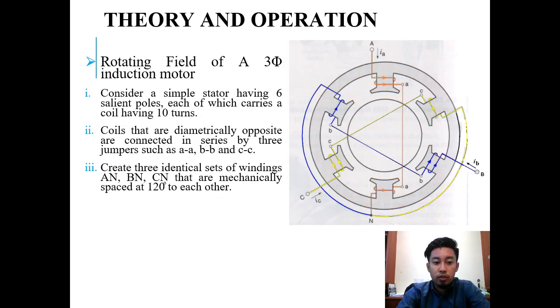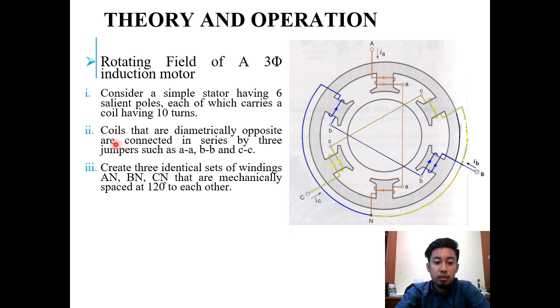For example, for this image here, they have 6 poles. Some motors have pairs of poles such as 2, 4, 6. So this is the pairing of poles: 1, 2, 3, 4, 5, 6. Each pole carries a coil having 10 turns.